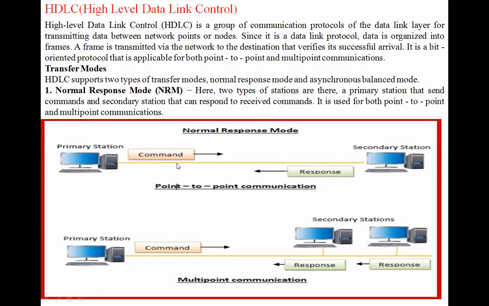What is normal response mode? We are sending the frame between two stations. Station 1 is the primary station and station 2 is the secondary station. Primary is called the source and secondary is called the destination. Between these two stations, we are sending the frame.